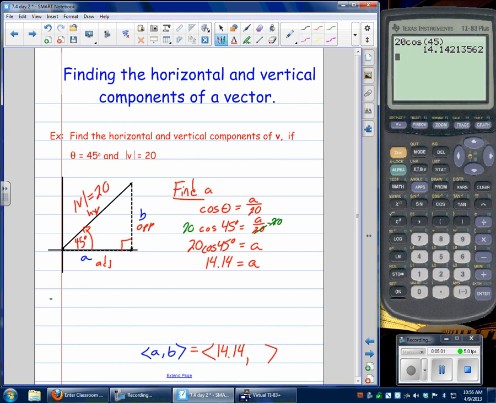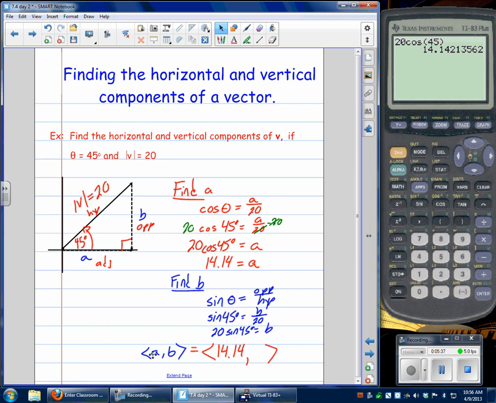Very similarly, if we wanted to find B here, we want to know the opposite side. We know the hypotenuse, again trying to work with the given information as much as we can. That's going to be a sine function. Sine theta equals opposite over hypotenuse. Okay, plug in our values, and we should be able to solve that out pretty quickly. So sine of 45 degrees is equal to B over 20. Multiply both sides by 20. We'll see here then we'll get 20 times the sine of 45 equals our B.